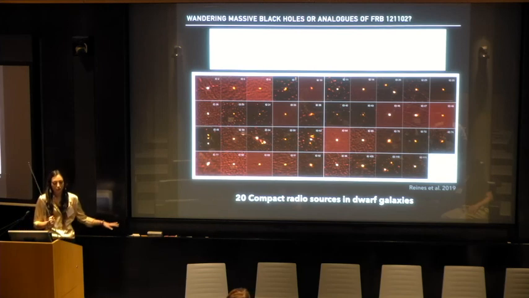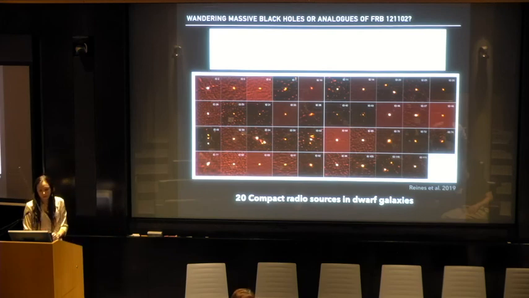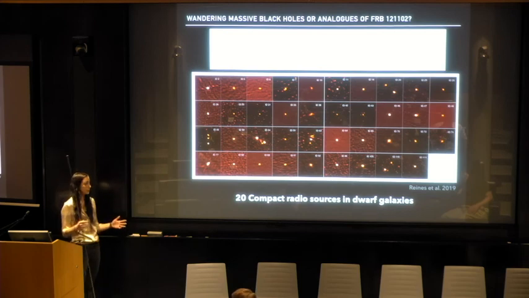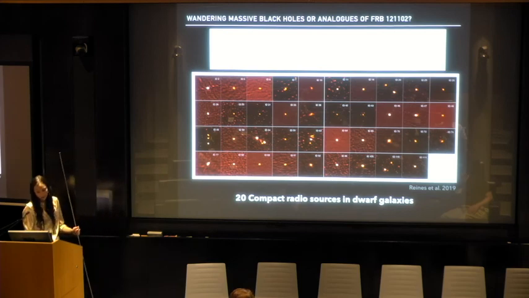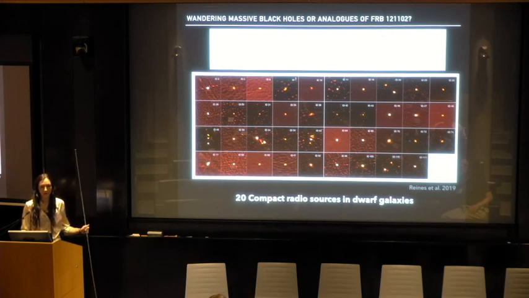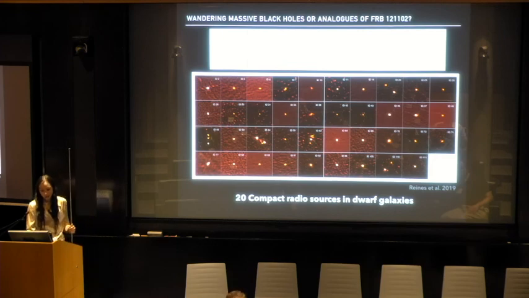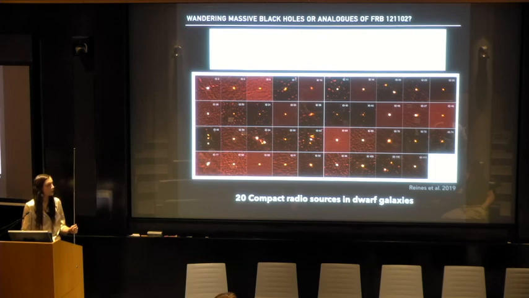This was a study by Amy Rines et al. In the original paper, the authors showed that the properties of these radio sources are inconsistent with star formation or radio supernova. Instead, they attribute the emission to accreting black holes that have wandered from the centers of their host galaxies. Of course, this combination of compact radio sources in dwarf galaxies is really interesting to us in light of the first repeater. So what we wanted to do is compare these properties to the first repeating event and see if they could perhaps be analogs of that event.